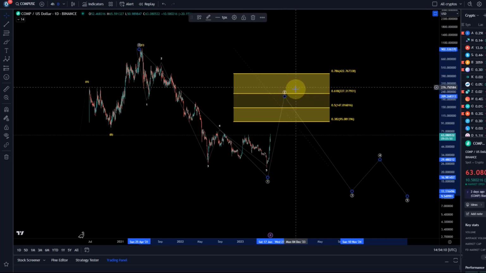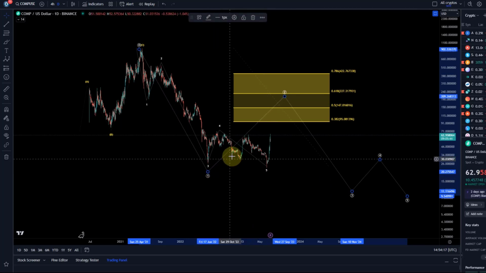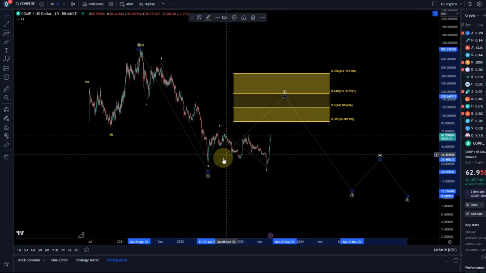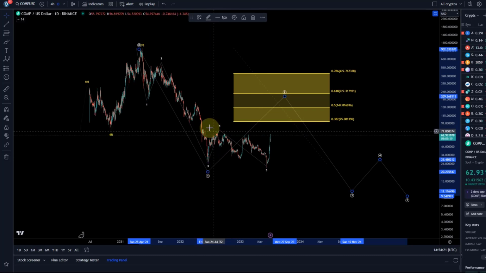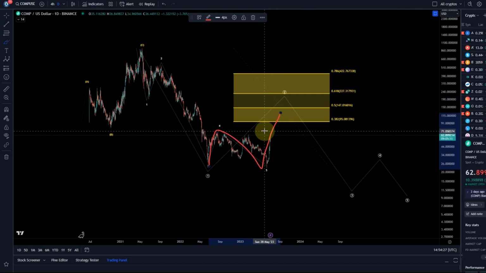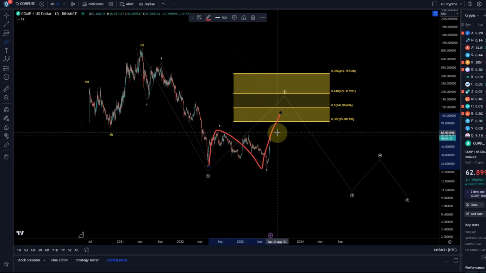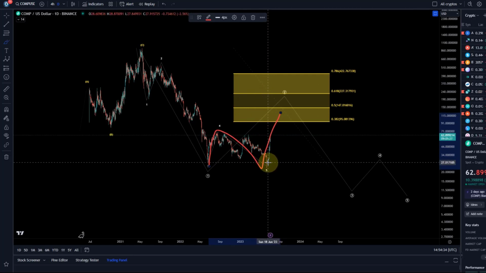Alternatively, there's an alternative here in which I count the wave 2 as unfolding, but the subdivisions would need to move a little bit, okay? And then I would consider this an A wave, a B wave, and a C wave. I nearly find this more likely, given the strength of the move to the upside. It looks like a typical C wave to the upside within wave 2.